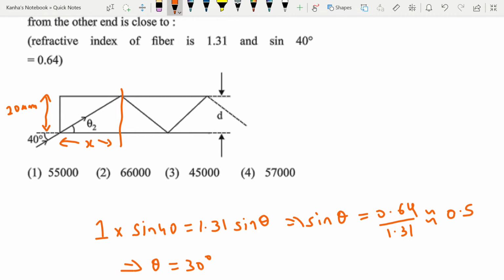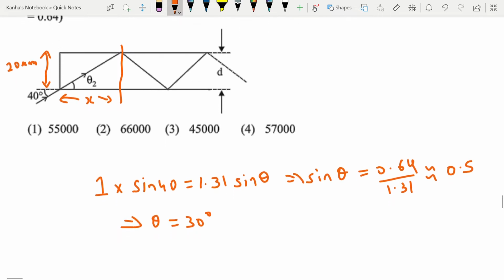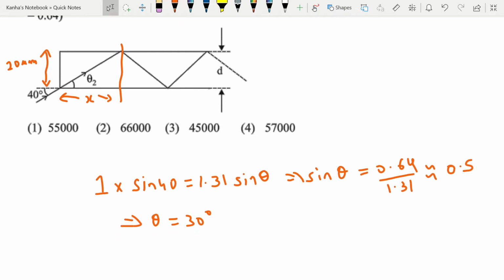Now x is given by what? If you have this as 20, then in order to find x, I can easily write that x is equal to 20 into cot theta.